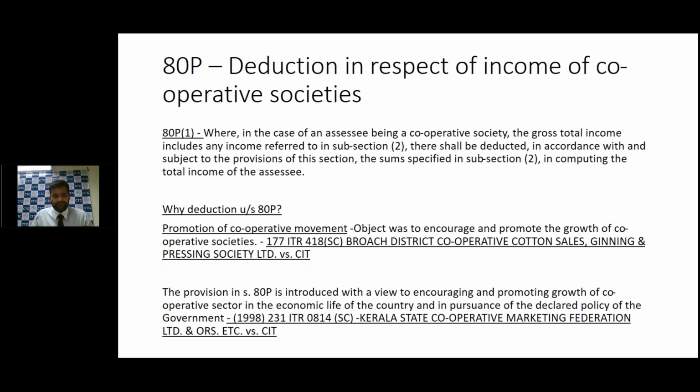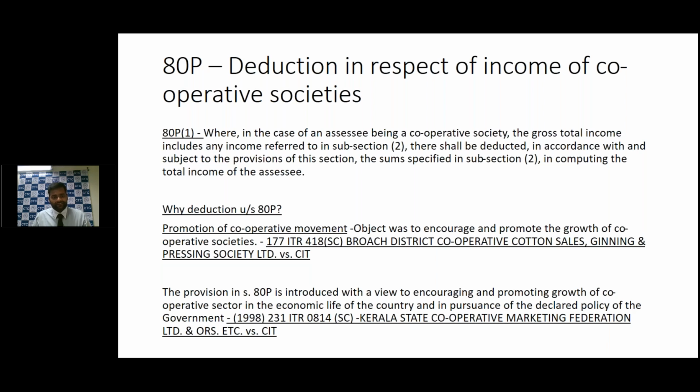Section 80P1, if we may read, says that in case of an assessee being a cooperative society, where the gross total income includes any income referred to in subsection 2, there shall be deducted in accordance with and subject to the provisions of this section, the sums specified in subsection 2 in computing the total income of the assessee. 80P1, in a slang term, is in the nature of a charging section, and it gives deduction to a cooperative society, and the deduction is as per the provisions of subsection 2 while computing the total income of the assessee.